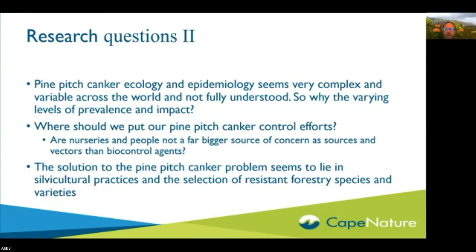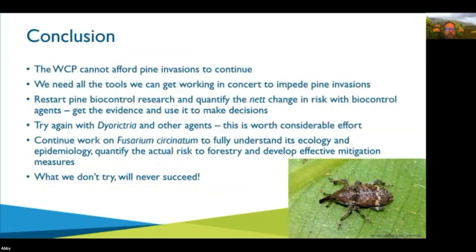Are nurseries and people not a far bigger source of concern, as sources of infection and vectors, rather than the biocontrol agents that have been proposed? To me, it seems that the solution to the pine pitch canker problem lies in silvicultural practices and the selection of resistant forestry species and varieties.